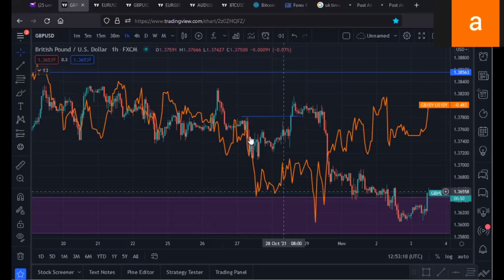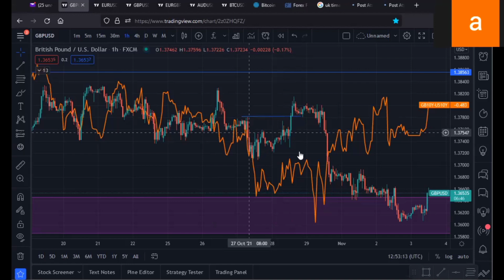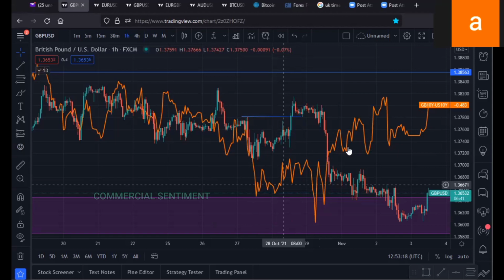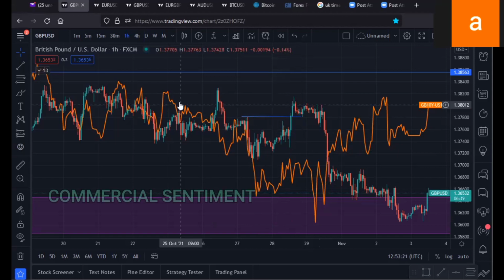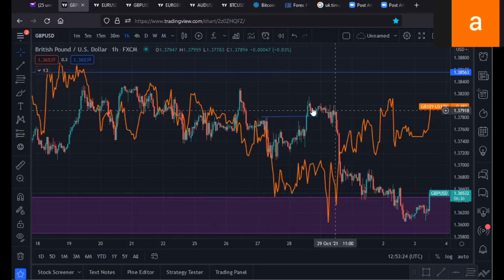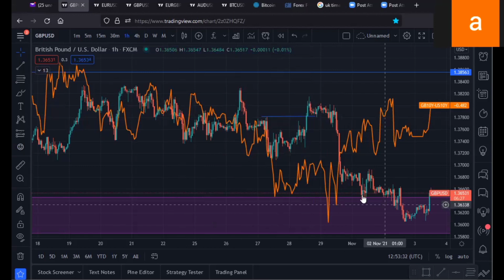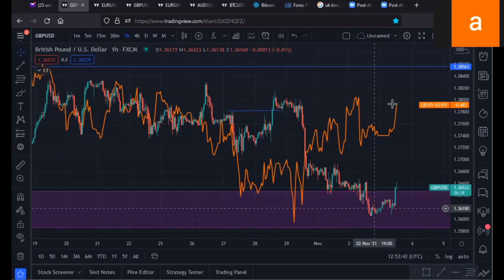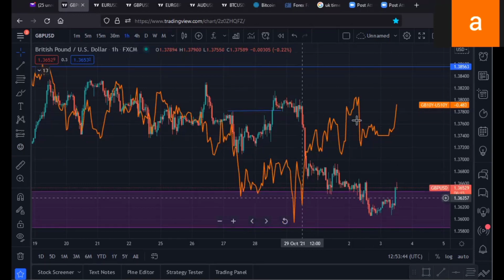So guys, this is another platform which is showing us the sentiment of the commercials. As you can see, we sold here. We sold above this particular candle here, and we took our profits. I think it was around here or here. So we took some profit, and we started loading the buys, because we saw the commercials actually buying. They are going long.